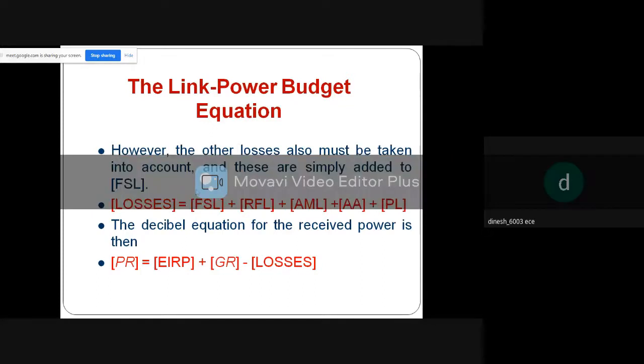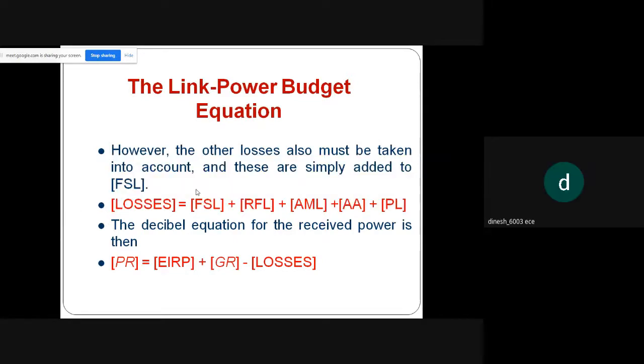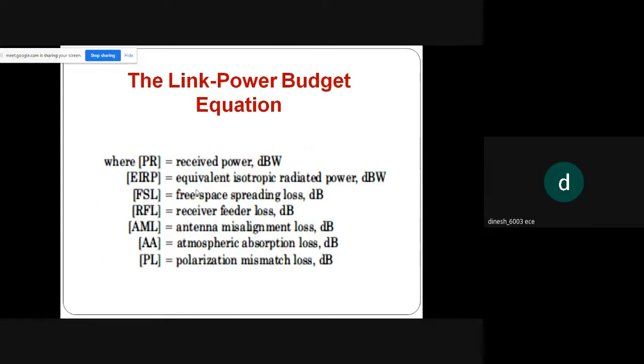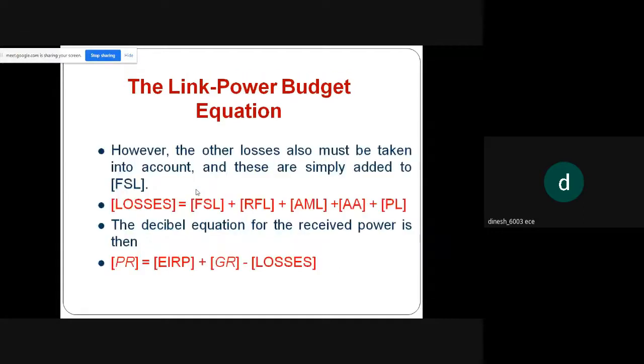So the decibel equation for the received power: PR, your received power, will be EIRP plus GR, which is the gain in the receiver, minus losses. So substitute all those things, we get it here. These are the expansions of each and every parameter that we wrote.